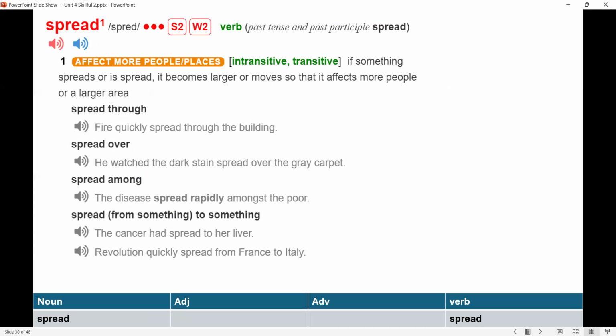Spread. Spread means affect more people or places. If something spreads or if something is a spread, it becomes larger or moves so that it affects more people or a larger area. You can say spread through, spread over, spread among, or spread from something to something else. Fire quickly spread through the building. He watched a dark stain spread over the gray carpet. The disease spread rapidly amongst the poor. The cancer had spread to her liver. The revolution quickly spread from France to Italy.